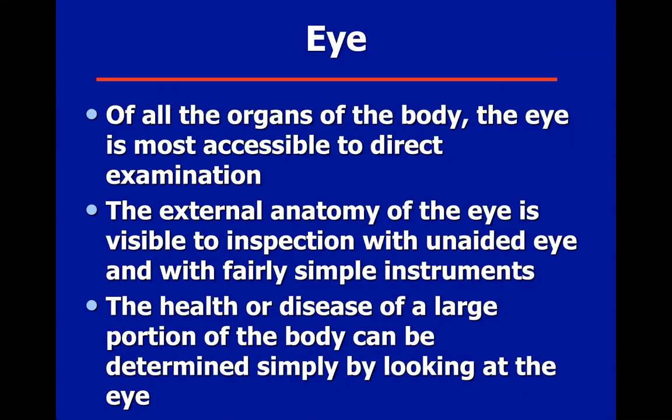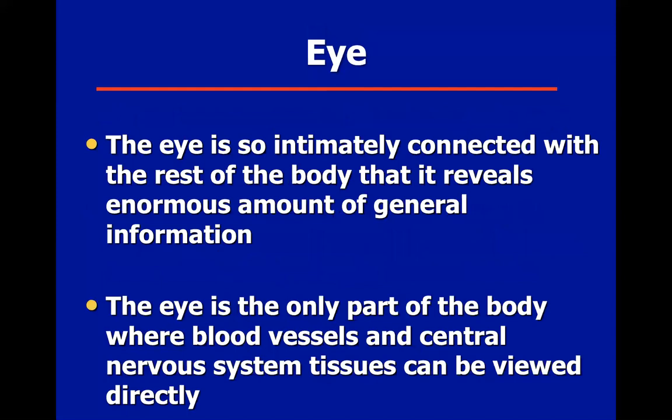The external anatomy of the eye is visible to inspection with the unaided eye, and with fairly simple instruments that I'll be explaining to you. The health or disease of a large portion of the body can be determined simply by looking at the eye. This is why they always say the eye is the window to your body. Through that little opening, the pupil, which I will be explaining, you can actually see the retina and the optic disc, which I will also be explaining.